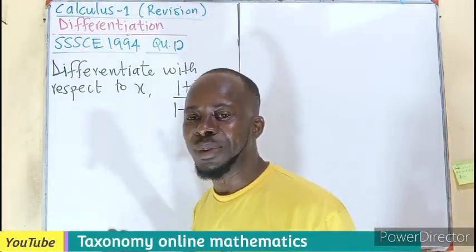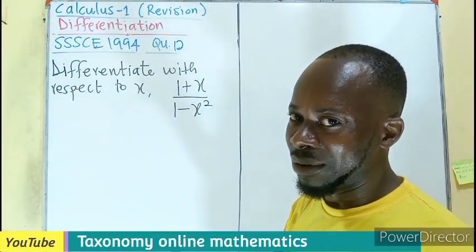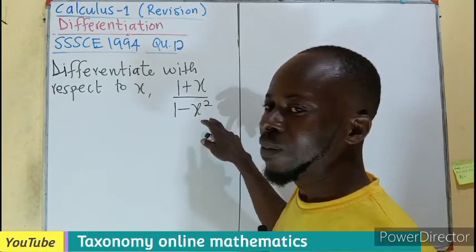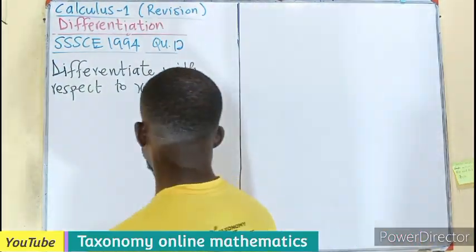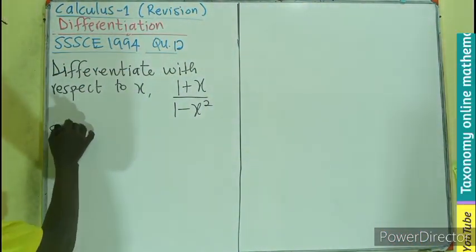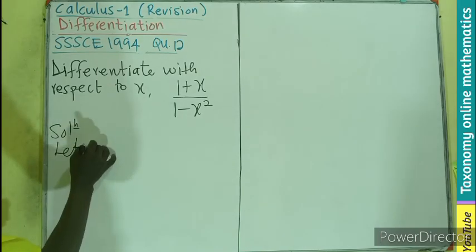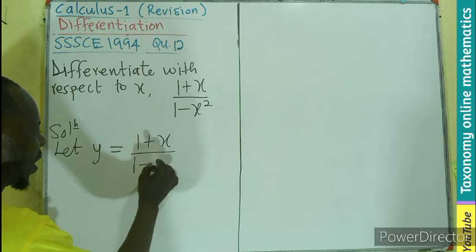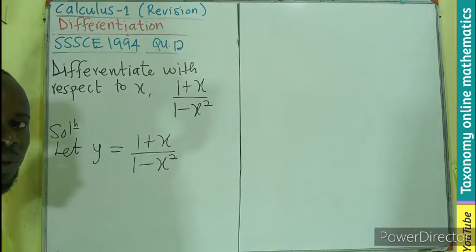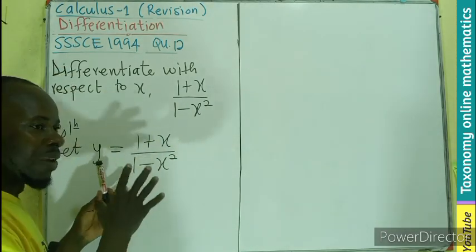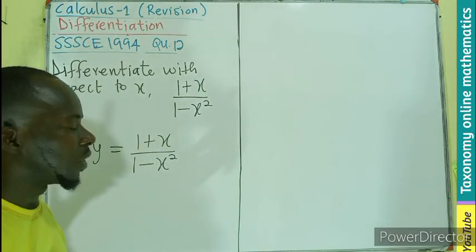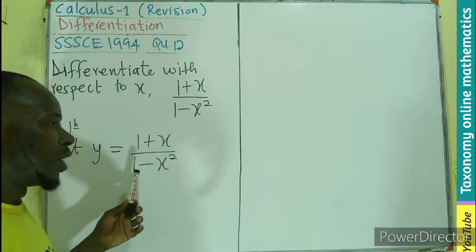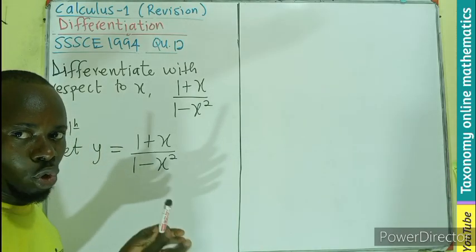Let's provide an answer to this differentiation revision. We are to differentiate this function with respect to x. So first of all, let y equal (1 plus x) divided by (1 minus x squared). If you check carefully, this is an algebraic fraction, so we can use the quotient rule in doing it.